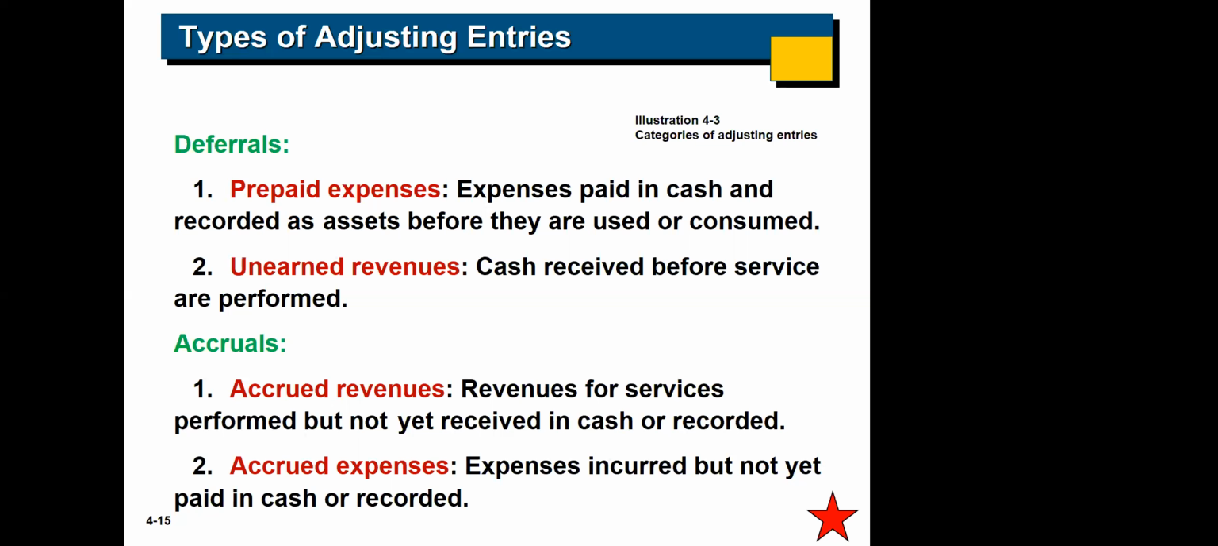The next one is accrued expenses. We've already been doing this one too. Expenses incurred but not yet paid in cash or recorded. You received a bill for $500 in rent expense. You haven't paid it, right? So you debit rent expense and you credit rent payable. Or you buy inventory. You debit inventory, your asset, and you credit accounts payable because you're going to pay the bill later. So we've already been doing those two.